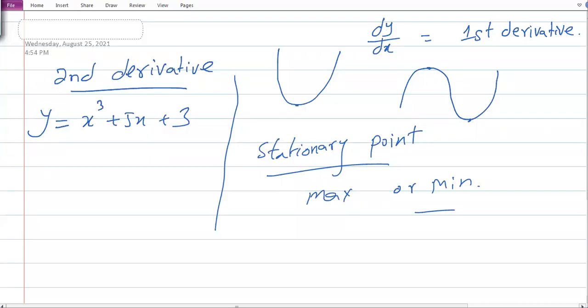Okay, if we say dy over dx, that is called the first derivative. If you take one more derivative of this one, then mathematically we write it like this, and we read it d2y over dx square. Like this one we read dy over dx, and this one we read d2y over dx square. This is called the second derivative.